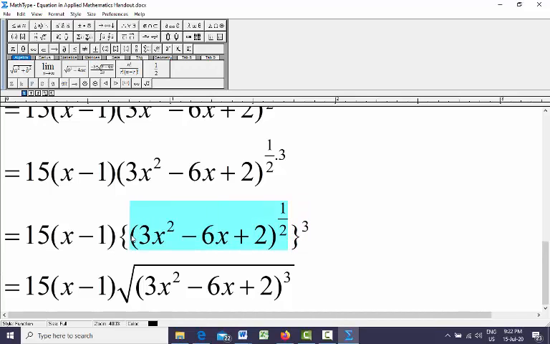For power half we can write square root, and on top of that we have power 3. So we have power 3 here. For power half we will get square root, and on top of that we have a power 3. So that's the answer.